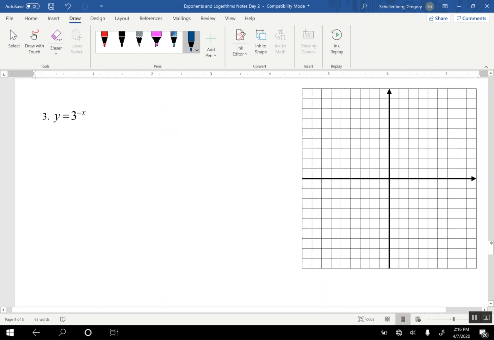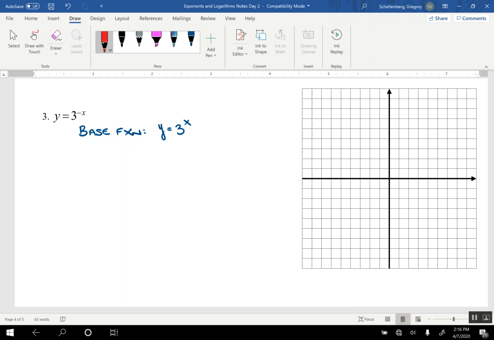So we've got y is equal to 3 to the negative x. Okay, so again, our base function is 3 to the x. So y is equal to 3 to the x. Okay, what happens when we replace x with negative x? We have a reflection or a flip over the y-axis. Okay, so what is that going to look like?